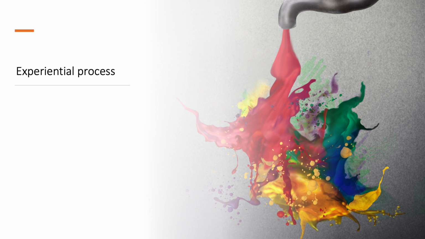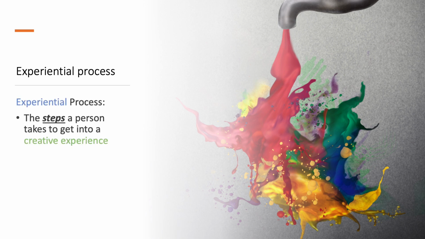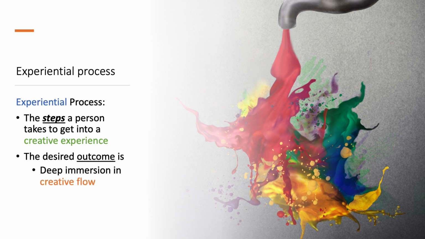The second type of process is called experiential process. Now, this type of process also involves a sequence of steps, but here it's about the steps that we can take to get into our optimal creative experience, to get into the zone, to get into our creative flow state. The image that I'm using here to represent experiential process is of a tap. And what we want to do is turn on the taps so that our creative flow, our ideational flow, is smooth and uninhibited.